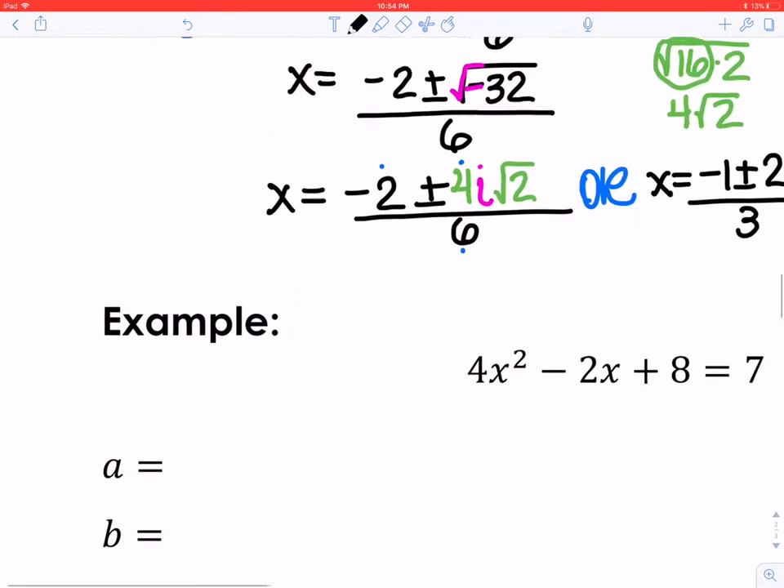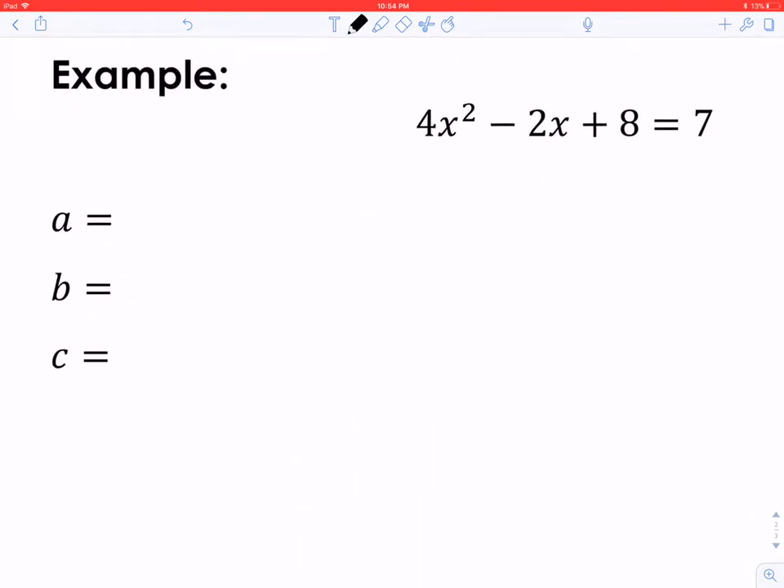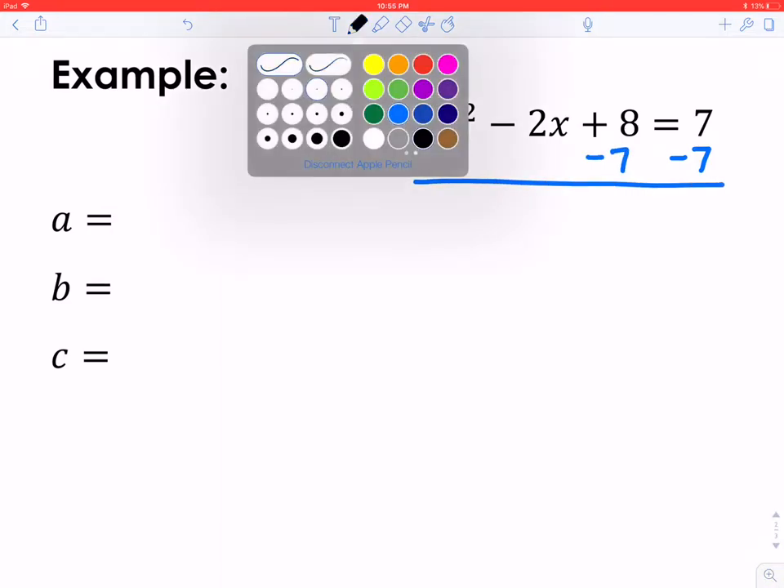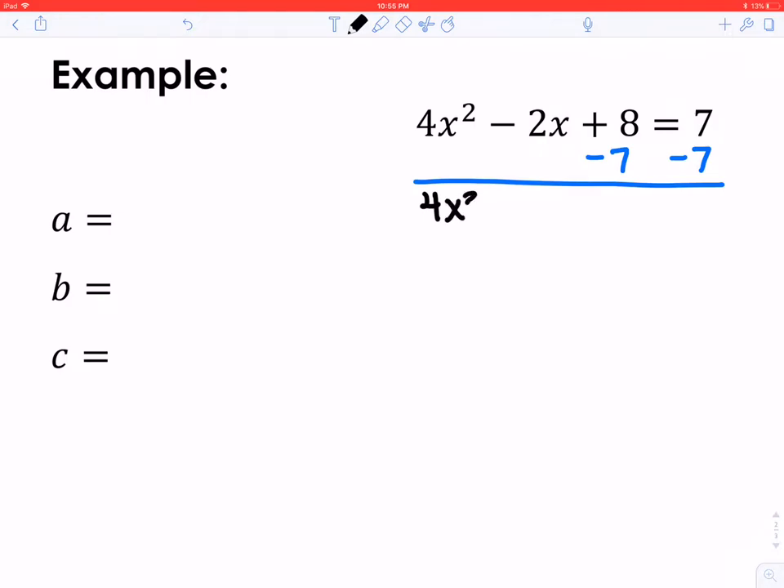Okay, last one. 4x squared minus 2x plus 8 equals 7. Again, we're in descending order, x squared, x, and our constant. But notice how we're not equal to 0. We're actually equal to 7. So let's go ahead and subtract 7 so that we can be in standard form. 4x squared minus 2x plus 1 equals 0.